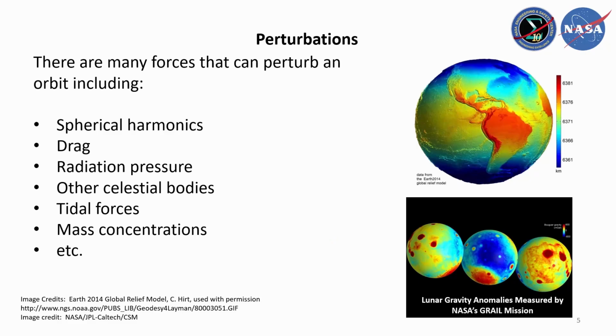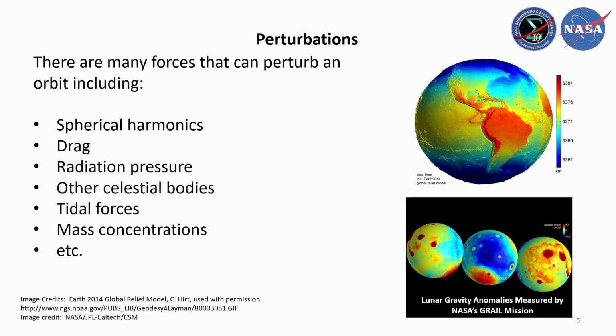There are many forces that can perturb an orbit. A partial listing includes spherical harmonics, that is, forces that arise due to the non-spherical nature of the central body, drag, which is caused by the spacecraft passing through space that isn't a perfect vacuum, radiation pressure, which arises from the force applied as photons strike a surface, the gravitational tug of other celestial bodies such as the Moon or Jupiter, tidal forces where the gravitational pull of, say, Earth is stronger on the near side of the Moon as compared to the far side.